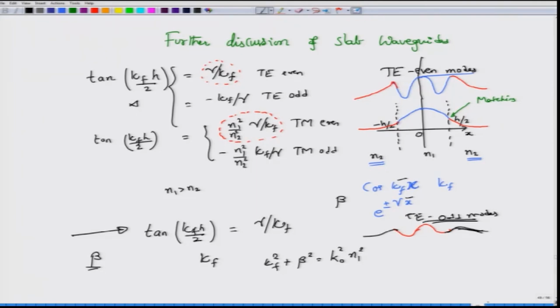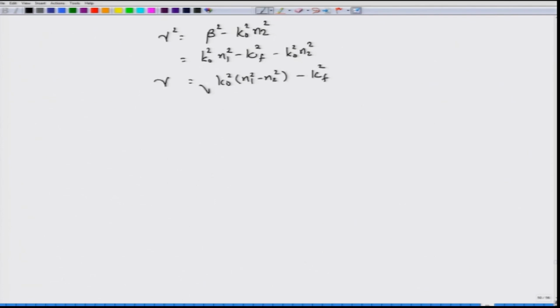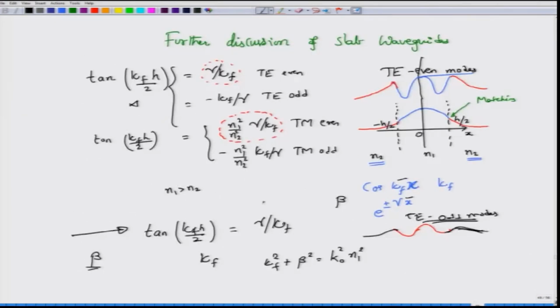So, now my job of course would be to express gamma in terms of kappa_f. That is rather easily done, because gamma^2 is given by beta^2 minus k0^2 n2^2. Of course, beta^2 is nothing but k0^2 n1^2 minus kappa_f^2. Kappa_f will be treated as the variable in these equations. Okay. So, minus k0^2 n2^2 as it is. So, you can group the terms and then essentially obtain gamma in terms of kappa_f. So, now you can substitute for gamma in this expression. Kappa_f anyway is kappa_f.